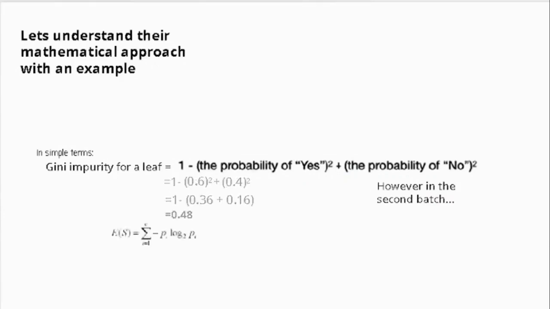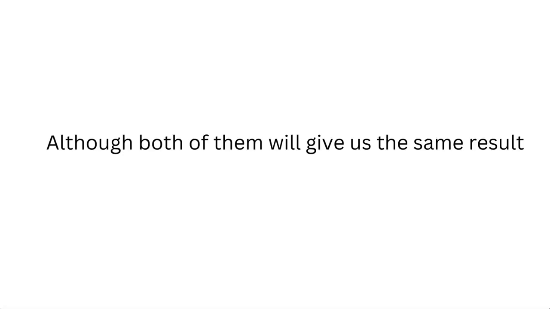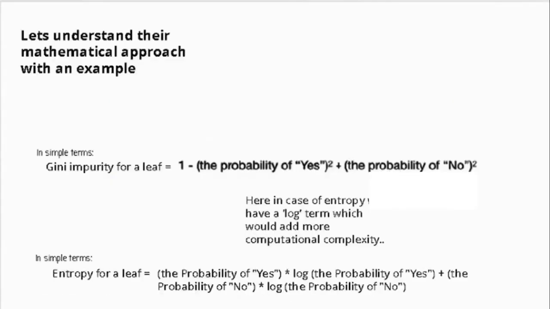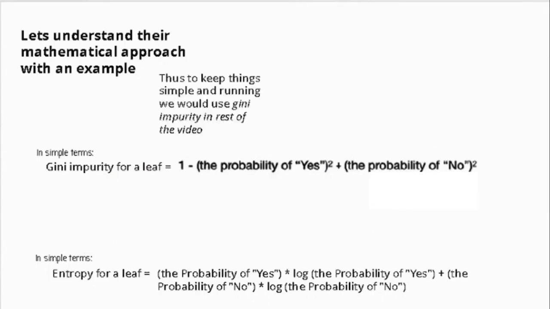Here is the formula for entropy, and here is the simplified version of it. Although both of them will give us the same result, in case of entropy, we will have a log term which will add more complexity. Thus, to keep things simple, we would use GINI impurity in the rest of the video.